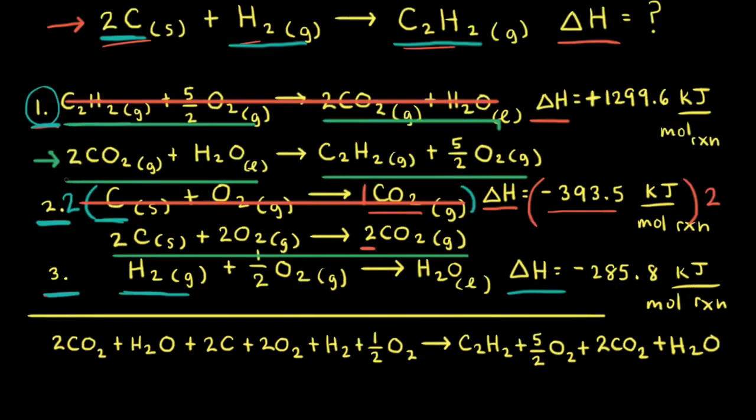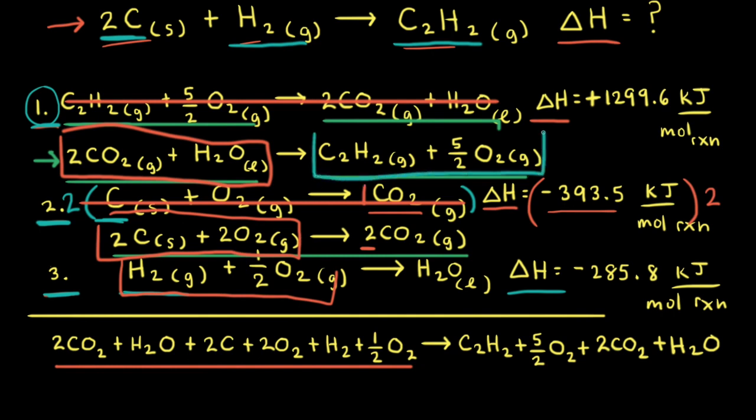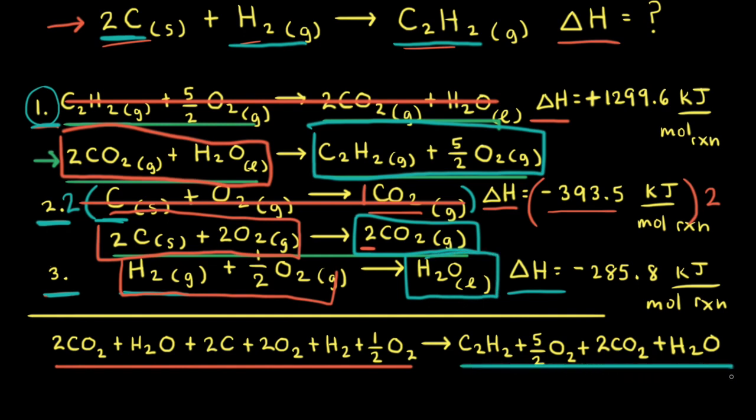Next, we add up all of our reactants and products. So we have 2CO2 plus H2O plus 2C plus 2O2 plus H2 plus 1/2 O2. So those are all written down here for our reactants. And then for the products, let me change colors here. We have C2H2 plus 5O2 plus 2CO2 plus H2O. And so those are written over here for the products.